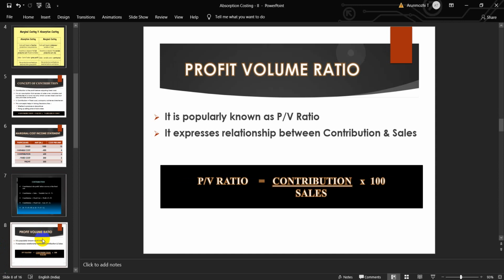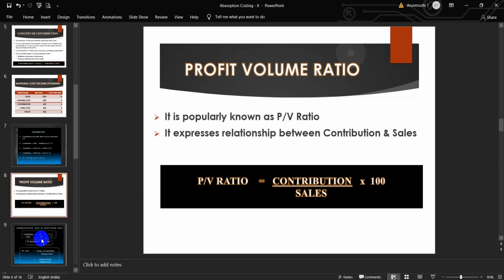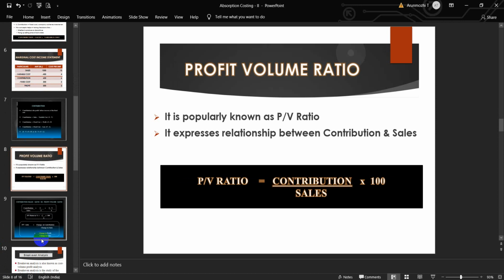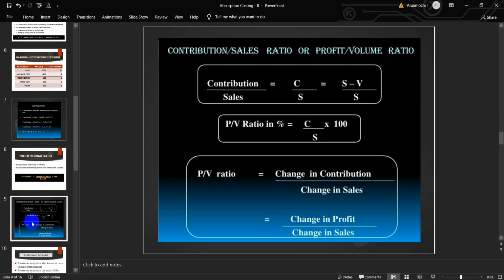We have the PV ratio, profit volume ratio. It expresses the relationship between contribution and sales. PV ratio is equal to contribution divided by sales into 100. Contribution to sales ratio or profit volume ratio can be depicted in percentage, and in amount also it is given. PV ratio in percentage is contribution by sales into 100, as we have seen. Here, it is change in contribution divided by change in sales.